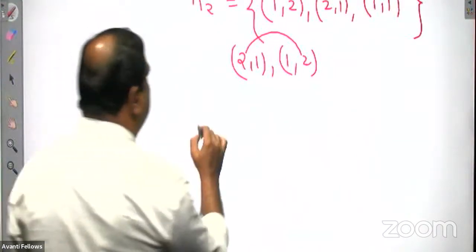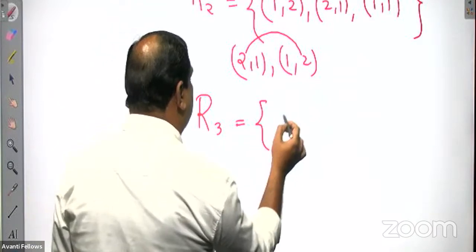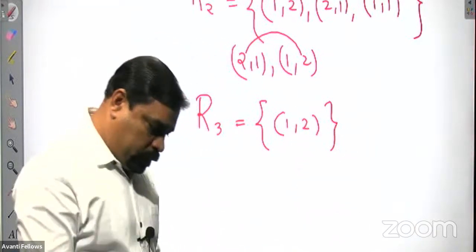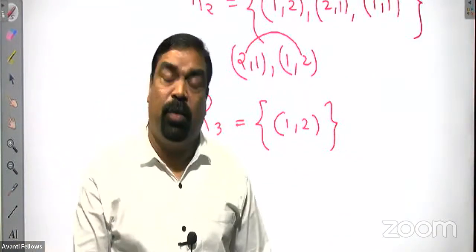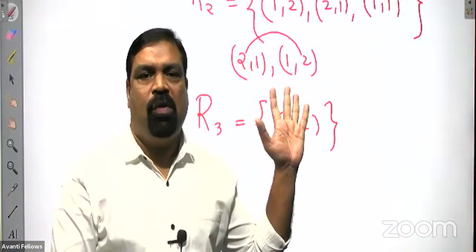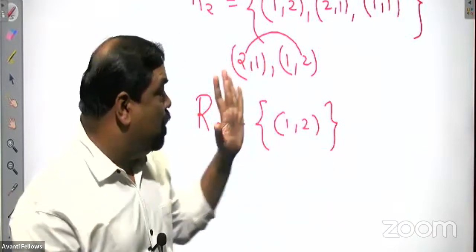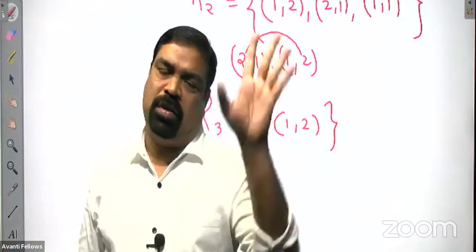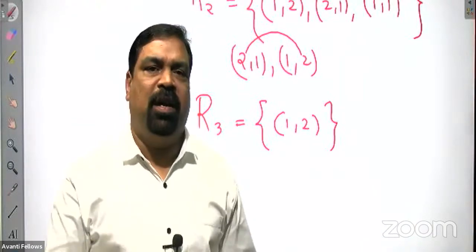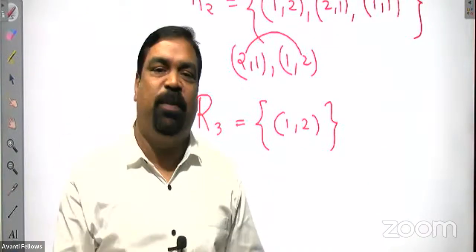Now let me take another example on the same set, R3. I am writing only one element in the relation: (1, 2). Again, the question is whether it is transitive or not. I want the answer from you. Please give your response in the chat box. Let me see.